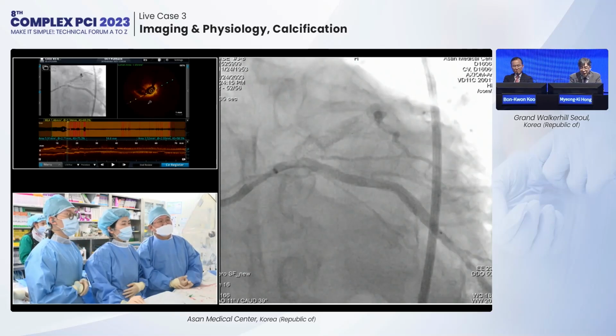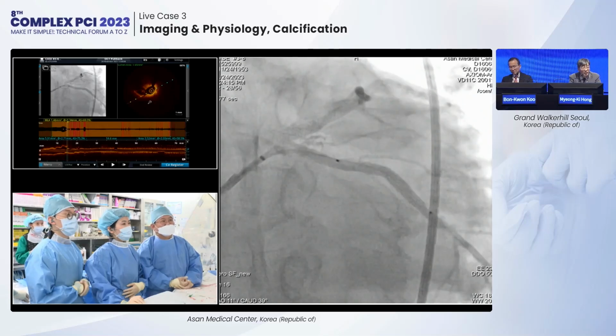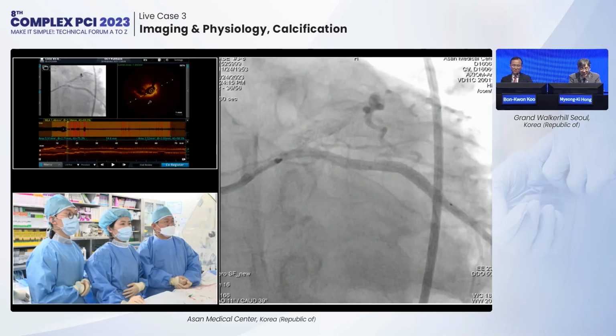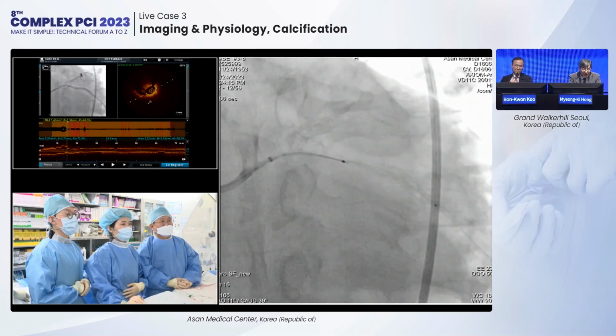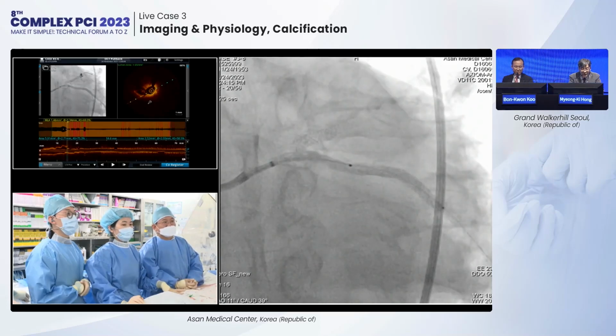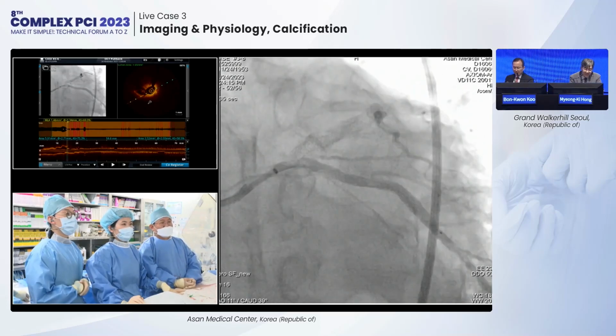Okay, great job showing us the clinical implication of the pressure wire in real practice. It is a really good case. Thank you for your procedure. We will move to the next case. Great job. Thank you.